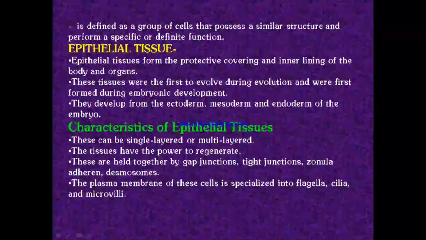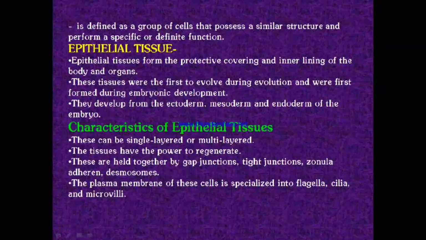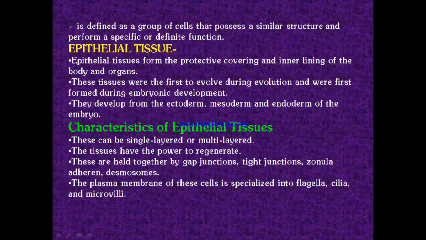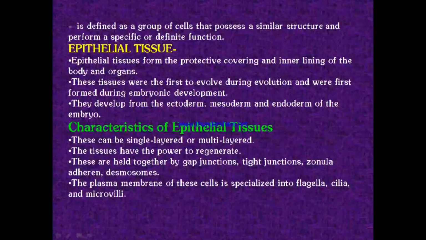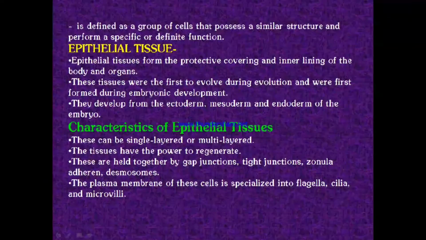So let's start. Animal tissues. What is tissue? At first we have to know what is tissue. A tissue is a group of cells that possesses a similar structure and performs a specific or definite function. Tissues are of 4 types: epithelial tissue, connective tissue, muscular tissue and nervous tissue. These are the main categories of tissues.